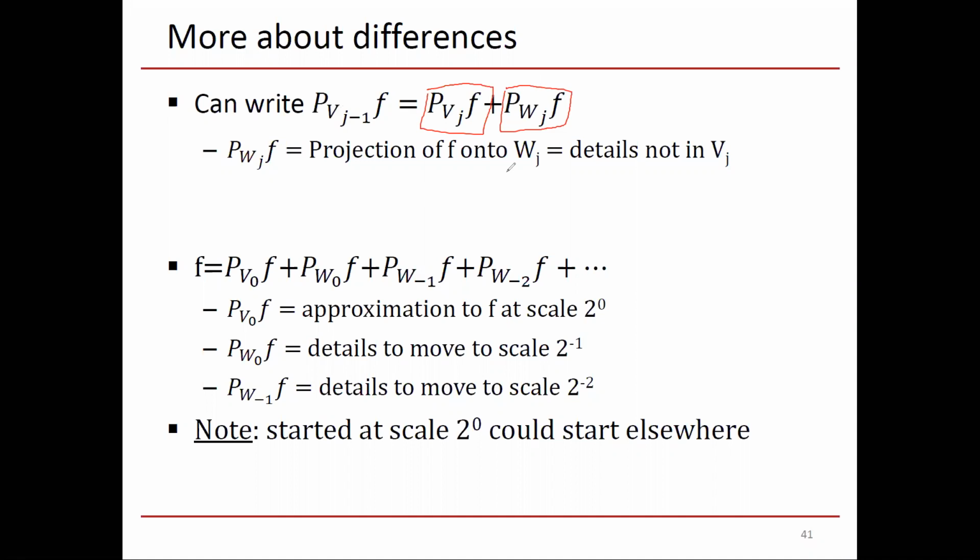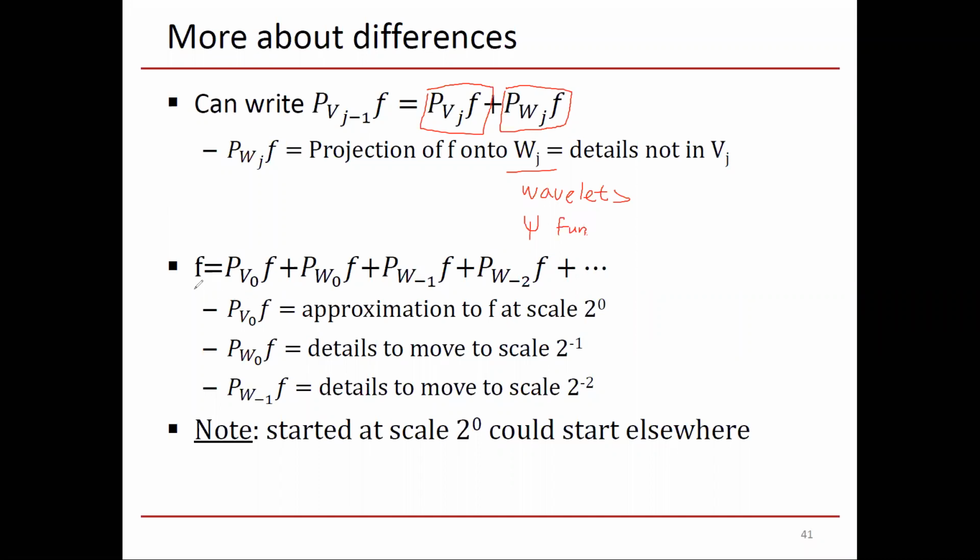And we've already said that the Wj are the details that are not in Vj, and the Wj's are the wavelets. So these are what we earlier discussed as the psi functions at a certain scale, and the psi functions are connecting between the phi functions at different scales.